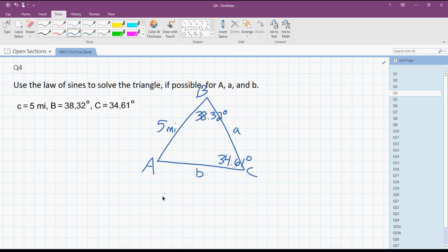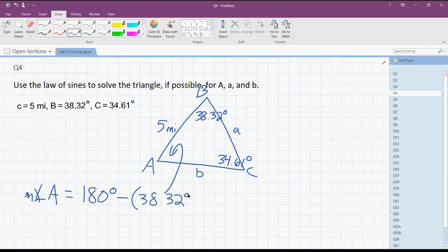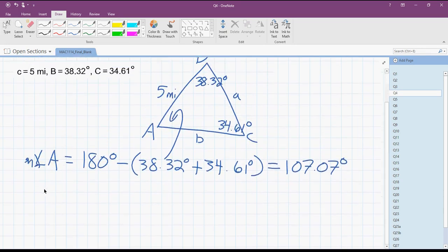First thing you're going to want to find is your angle. And how do we find it? Add both of the angles together and subtract them from 180. Yeah. So measure of angle A is equal to this information. So how much is angle A? 107.07. Love it. Degrees. And then finding side a and side b now is just all about setting up those proportions.